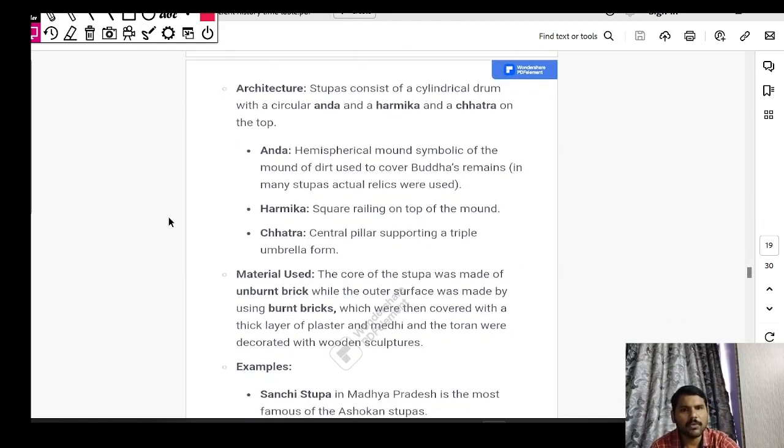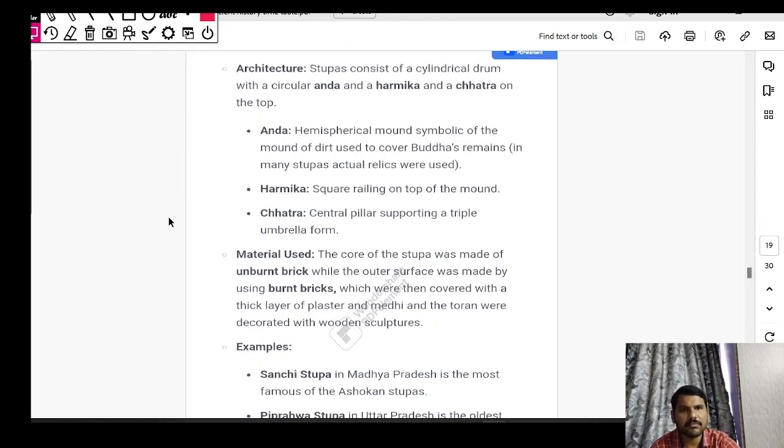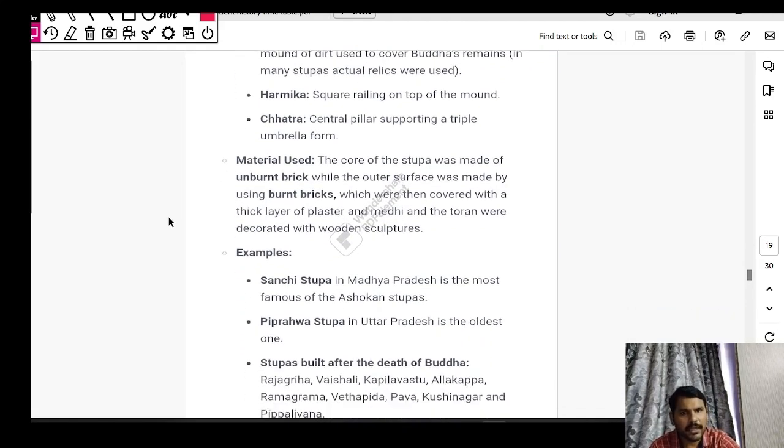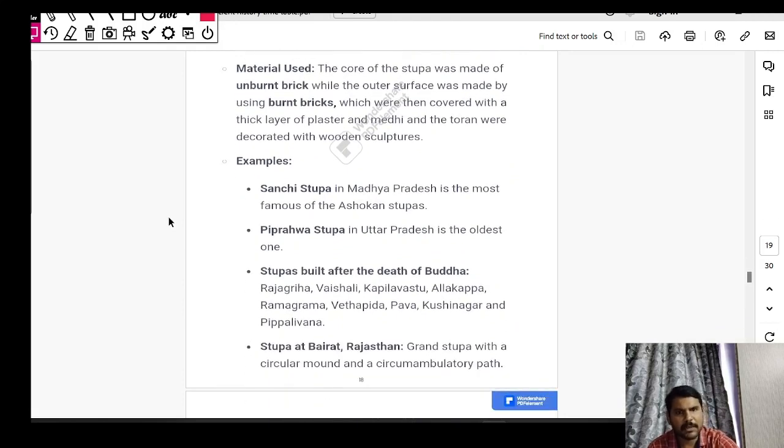You can pause and go through how much ever you can remember, because it is not very frequently asked in the exam. And the material used was burnt brick. Okay, examples are important. Sanchi Stupa, everyone is aware, is in Madhya Pradesh. It is the most famous of the Ashoka stupas. Sanchi Stupa is the stupa which you see in most textbooks, school textbooks also.